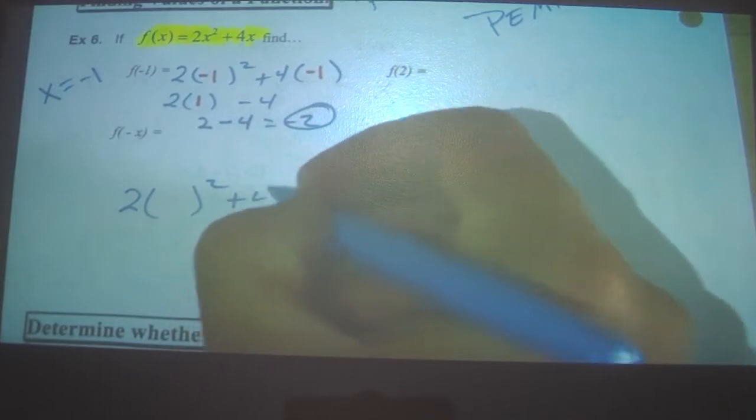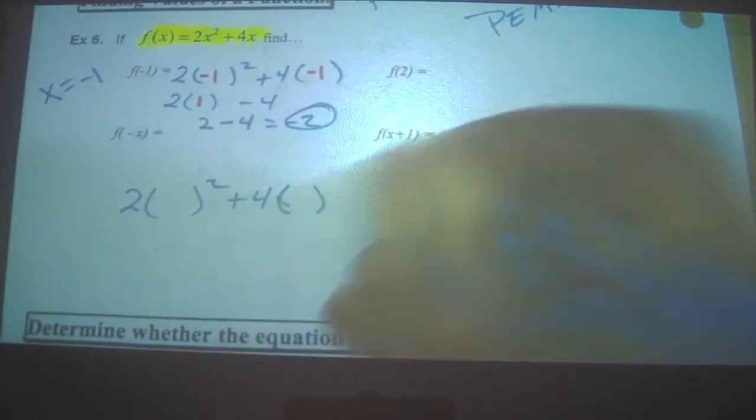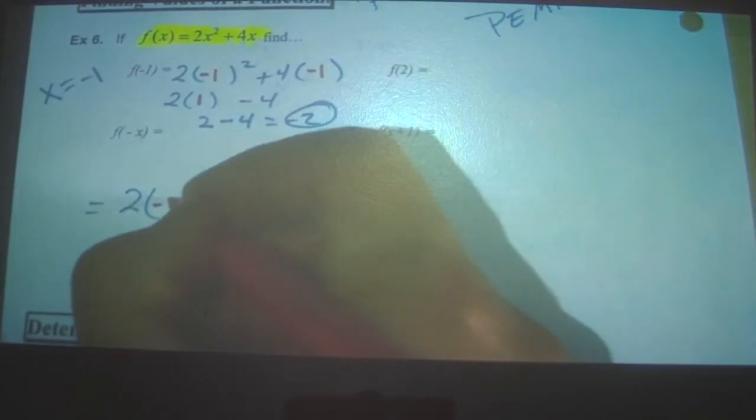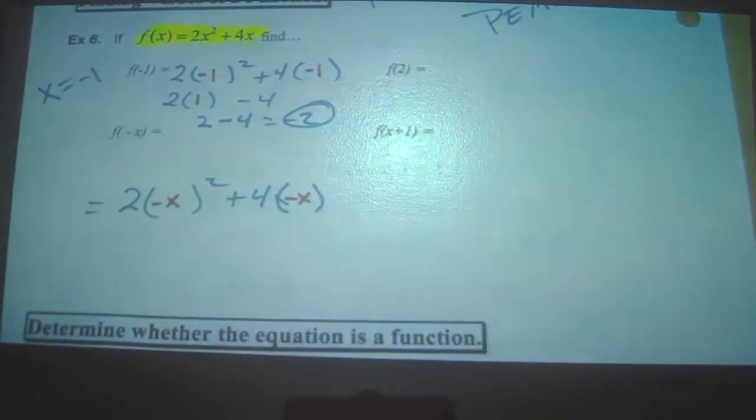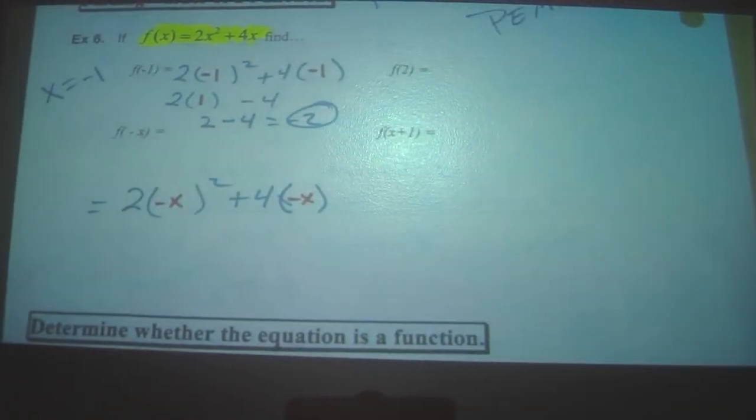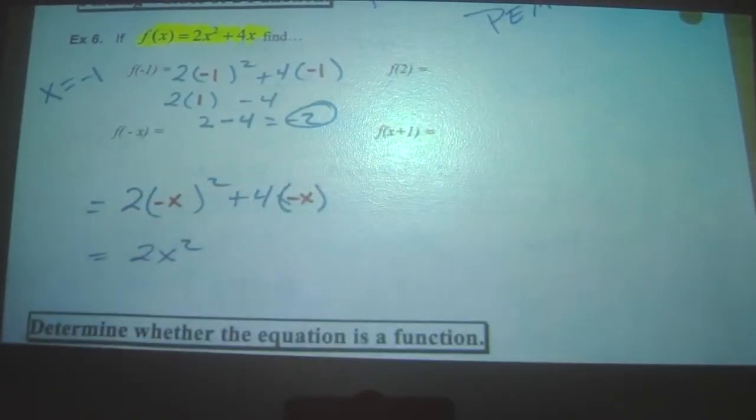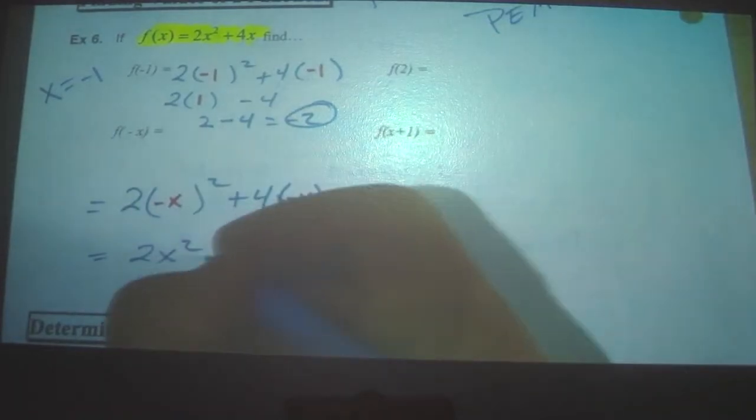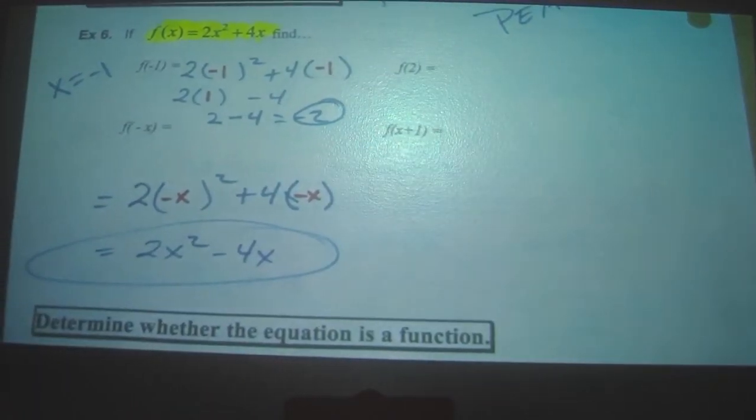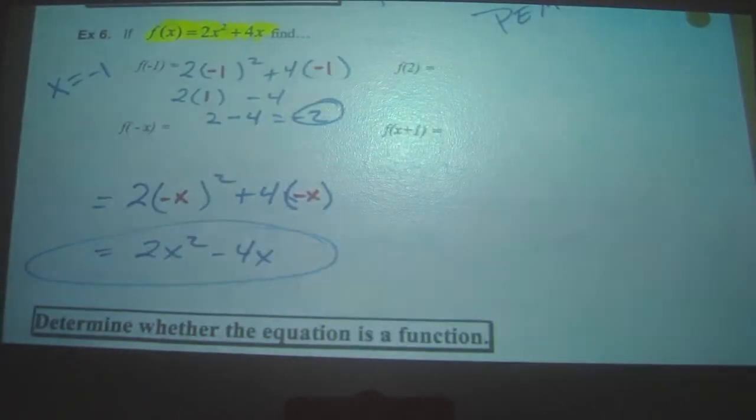So we go through and we rewrite. But instead of x, I put parentheses, and in the parentheses, I'm throwing in a -x. And we simplify. A -x times a -x, or -x squared, is positive. So that's 2x squared. And then 4 times -x is -4x. And that's it. Your answer is going to be in terms of x. That's your output. That's your dependent.